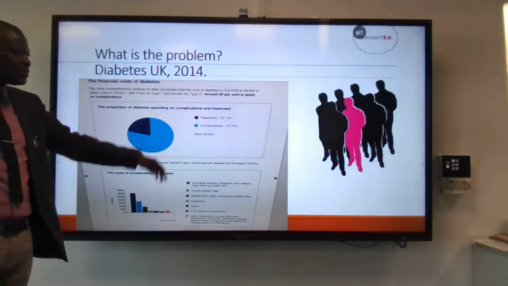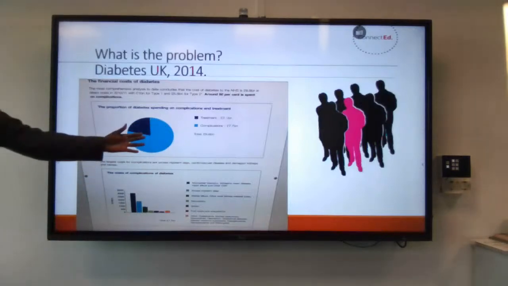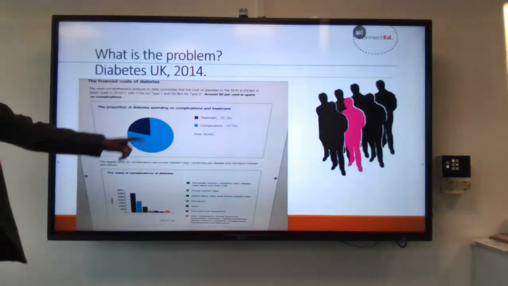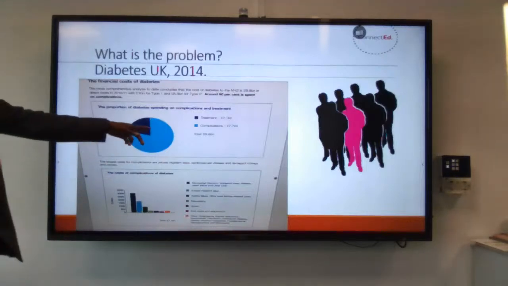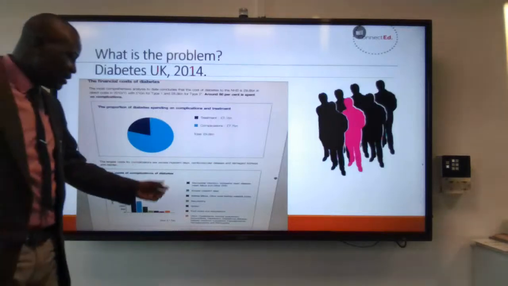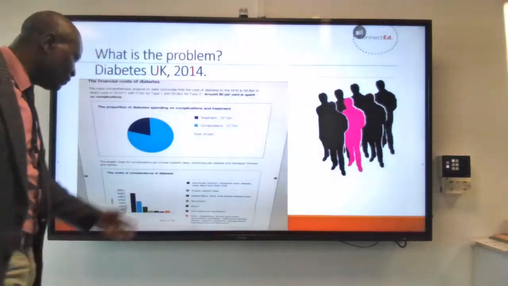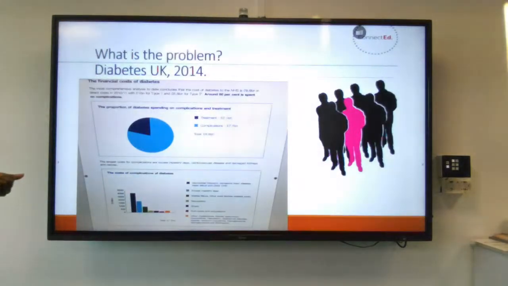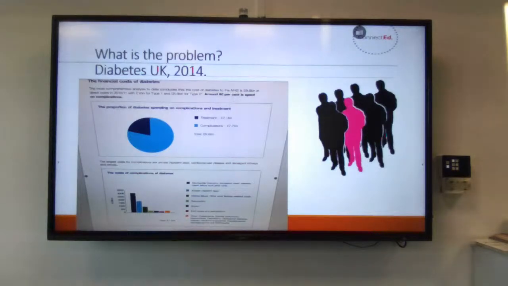Majority of the money is spent on managing complications, 7.7 billion pounds, and these are some of the key complications: myocardial infarction, excess inpatient days, because if they go to hospital, instead of spending 1 or 2 days, they may end up spending 4 days, and that is costly to the NHS, eye problems, amputation, and so on and so forth.